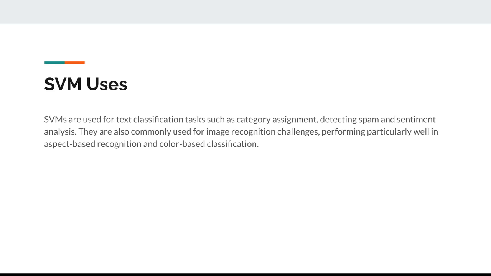SVMs can also be used for image recognition, and one of the very popular machine learning datasets out there, the MNIST dataset, can be used with SVMs. So I encourage you guys to think about how you could apply SVM to the MNIST dataset.